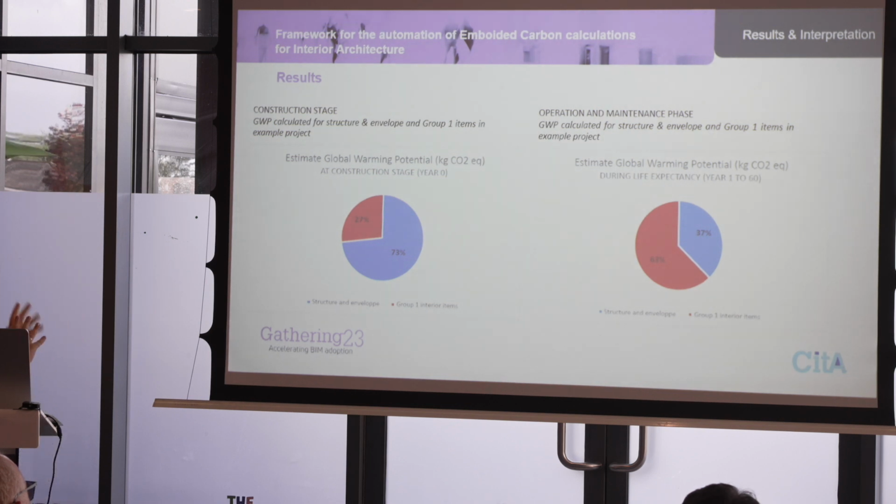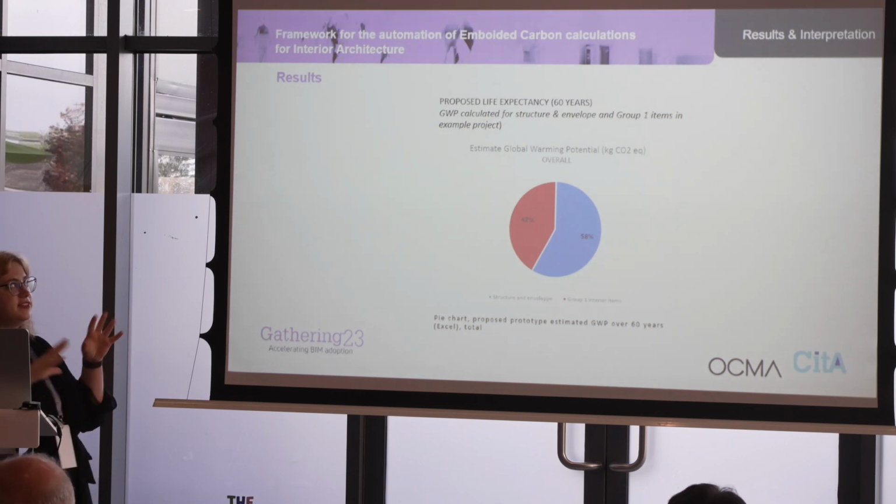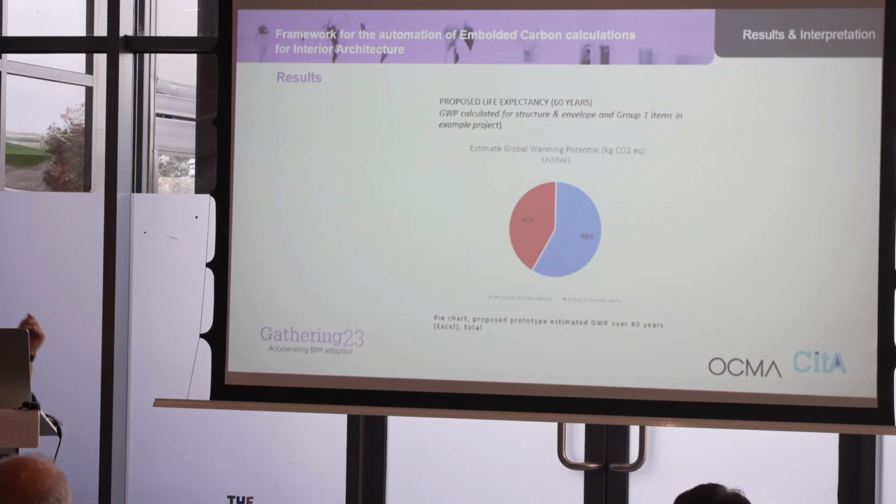So these diagrams break down those results. The first diagram on the left is only construction stage, so year 0, and there the structure and envelope in blue represents 73% of the carbon footprint of the building. But when you look at its operation and maintenance phase, so year 1 to 60, actually with all those renovations, FF&E represents 63% of the carbon footprint over that period of time. So in total, when you include construction and the years of use, the FF&E in red here represents 42% of the carbon footprint overall, which is quite significant.